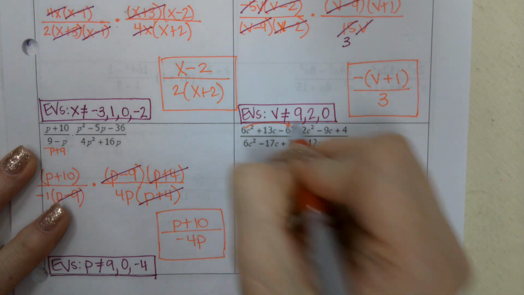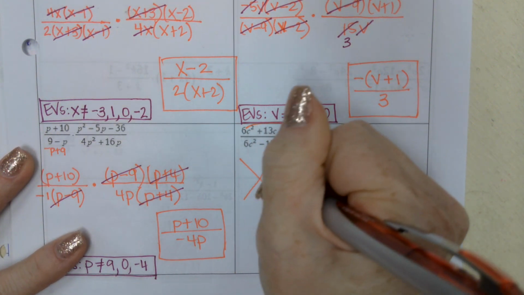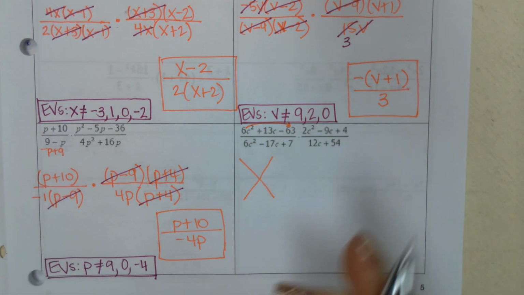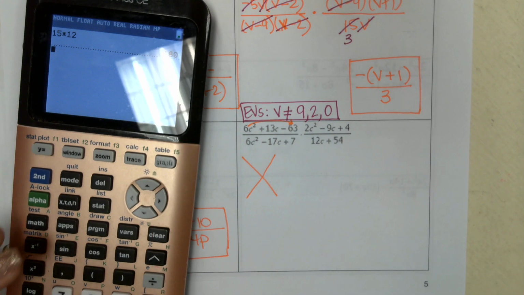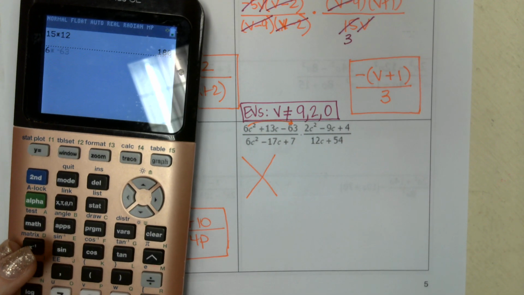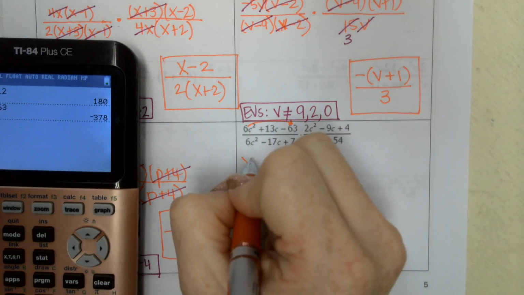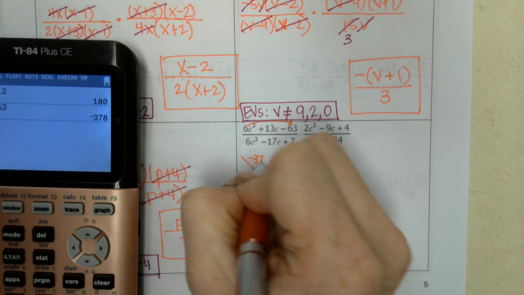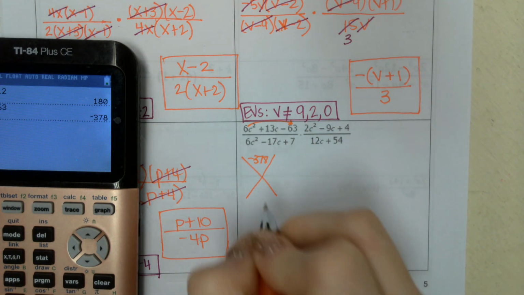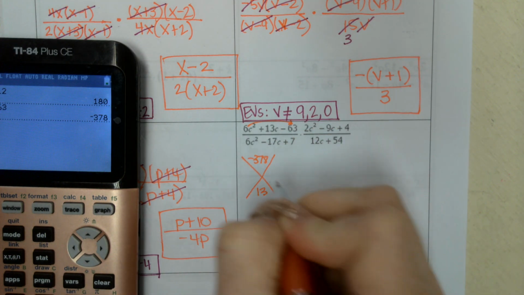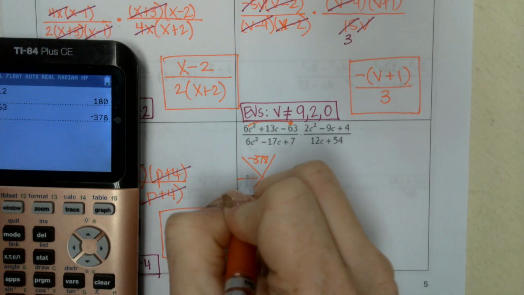This is where I got to do my X method, so I'm going to slip and slide. 6 times negative 63 gives me negative 378. And I need my factors to add up to give me 13.